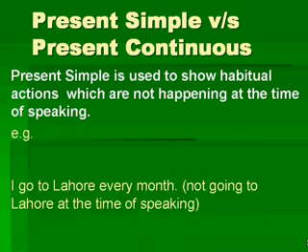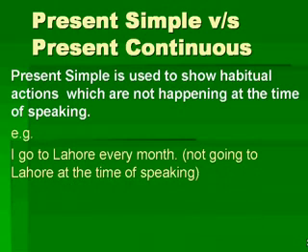For example, I go to Lahore every month. So going to Lahore is my habit, that I go to Lahore every month. It's my habit of going to Lahore, right? Am I going to Lahore right now? No, I'm not. So I'm not going to Lahore at the time of speaking. When I say this sentence, I go to Lahore every month, I am actually not going to Lahore at that time. It is my habitual action. I just want to show my habitual action that I go to Lahore every month.